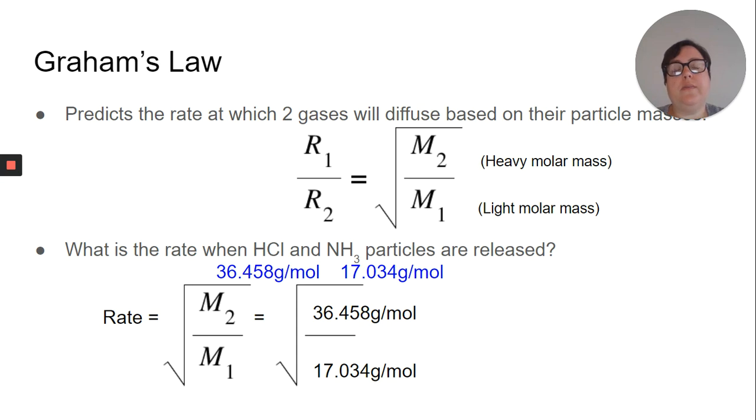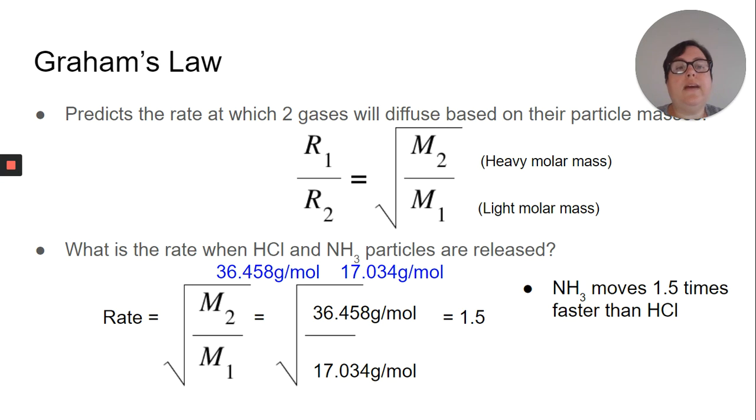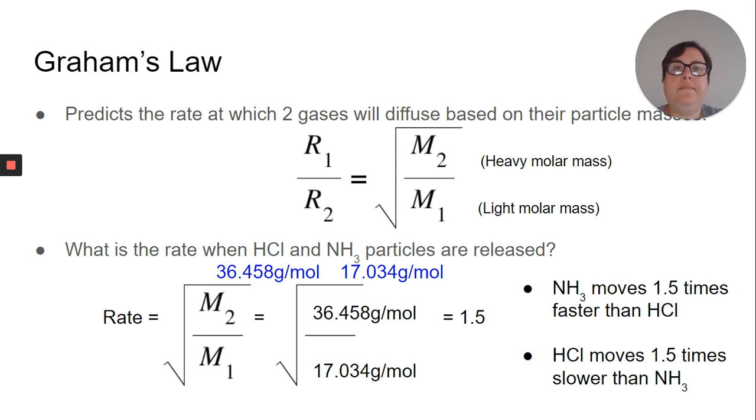This square root of their molar masses is going to tell me how much faster. So when we divide and then take the square root, we get 1.5. So we could say ammonia moves 1.5 times faster than HCl, or we could say HCl moves 1.5 times slower than NH3. That ends all of our gas laws.